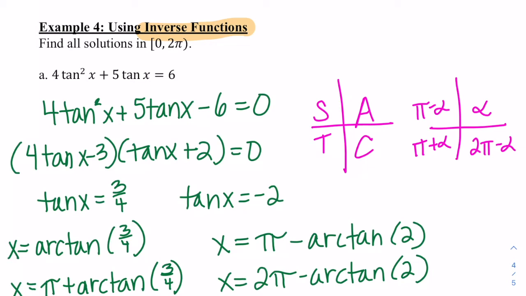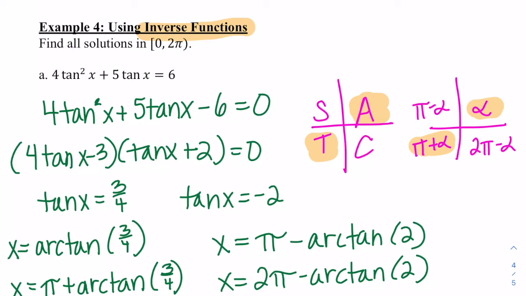So for the first solution, it's going to be arctangent of 3/4. Remember, that's going to put us in the first quadrant. So that answer would just give us a positive number. That's totally fine. But remember, tangent is also positive in the third quadrant. So if we're going to find that angle or that rotation, we'd have to add the reference angle to pi. So it'll be pi plus arctangent of 3/4.